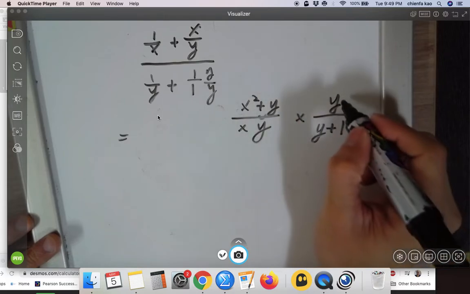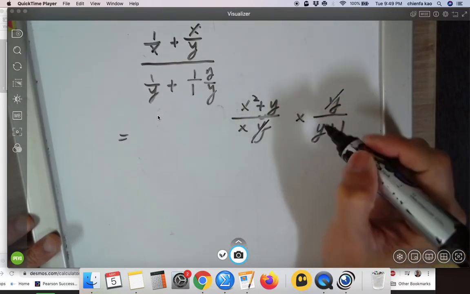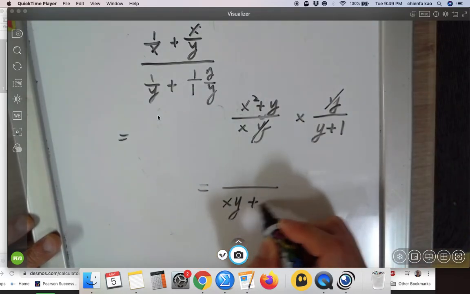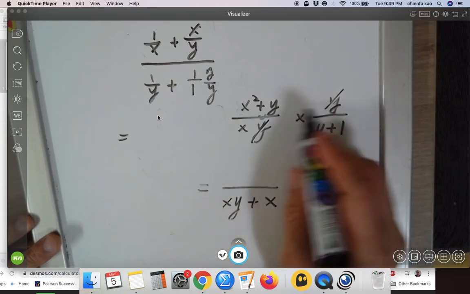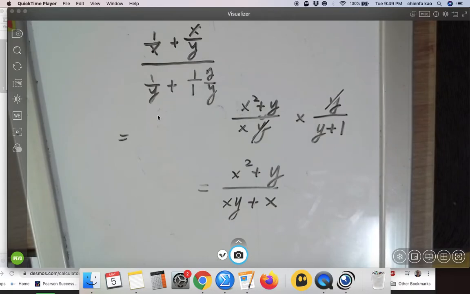Okay, now we're multiplying, so just cross that out, cross that out. You can't really simplify this, so the final answer will be xy plus x, and then this one will be x squared plus y. Okay, it takes a while, but you have to get used to it.